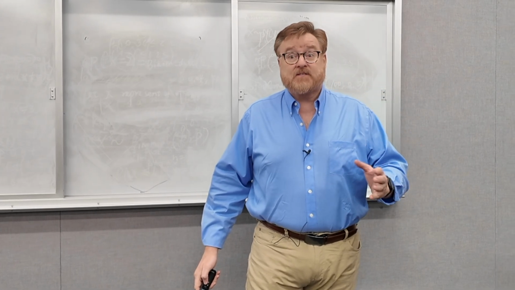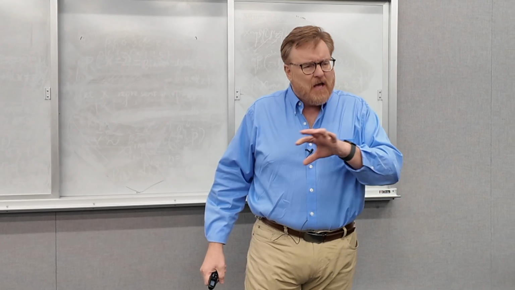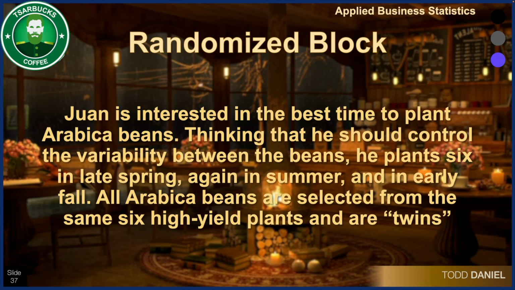Those individual differences are going to come from our research design. In fact, this design is a lot like a repeated measures ANOVA design, and I'm going to compare and contrast so you can see the similarities and differences between them. So here's our setup. Juan is interested in the best time to plant Arabica beans. Thinking that he should control the variability between the beans, he plants 6 in late spring, 6 more in the summer, and again in the early fall. All of the Arabica beans are selected from the same 6 high-yield plants and would be considered twins, or similar enough that we'll group them together.